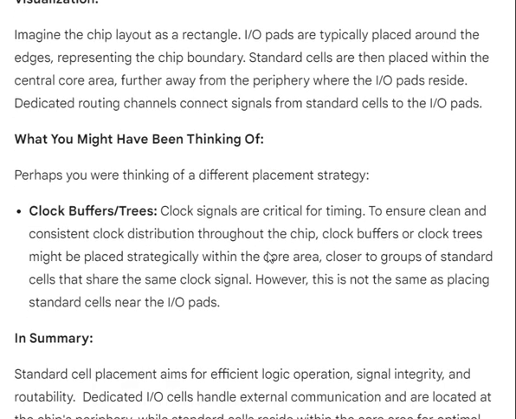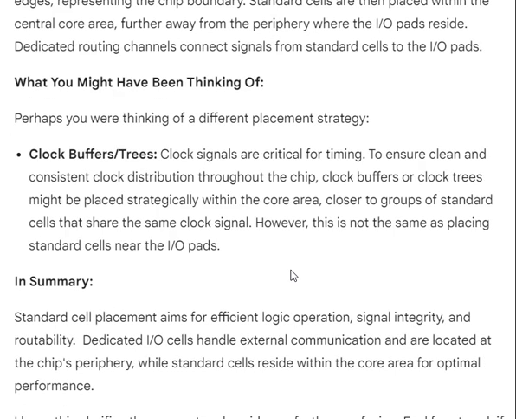What you might have been thinking of. Perhaps you were thinking of a different placement strategy. Clock buffers, trees. Clock signals are critical for timing. To ensure clean and consistent clock distribution throughout the chip, clock buffers or clock trees might be placed strategically within the core area, closer to groups of standard cells that share the same clock signal. However, this is not the same as placing standard cells near the I/O pads.